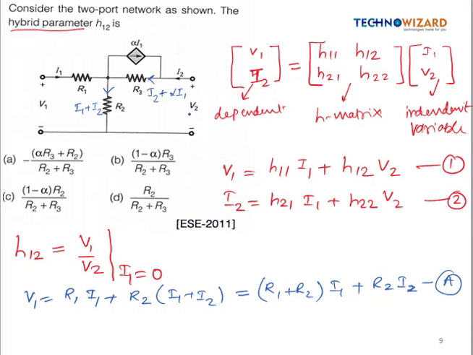Similarly we can find the expression for V2 also. V2 will become R3 into the current flowing, which is I2 plus alpha I1, plus R2 into I1 plus I2. So we can simplify this equation. Writing the equation again, V2 is equal to R3 into alpha I1 plus I2, plus R2 into I1 plus I2, right?